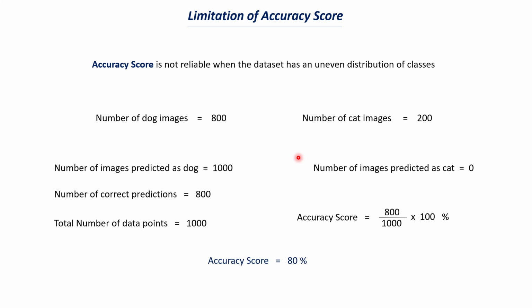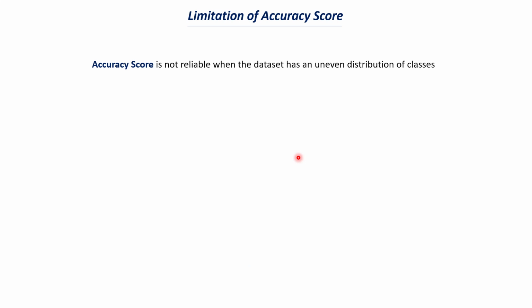But this is not a good performing model. So this is actually an underperforming model. Let's try to understand why. So we are going to use this trained model that has been trained on uneven distribution of dog images and cat images. And now let's say that we have a different test data.